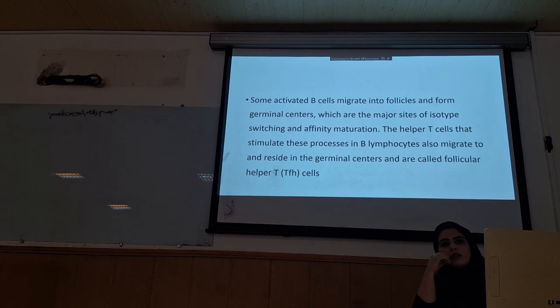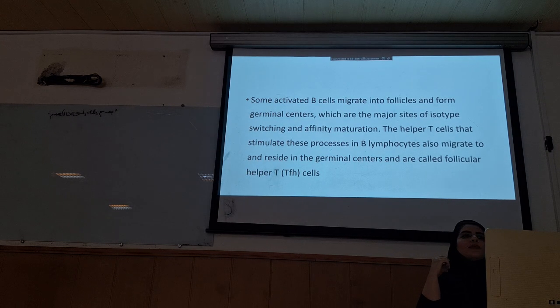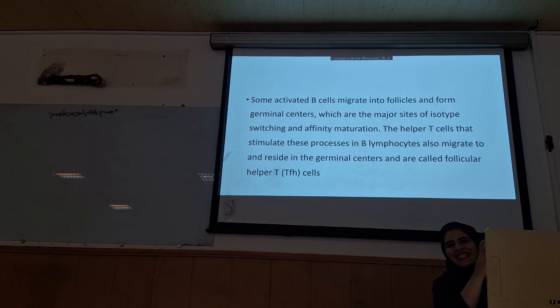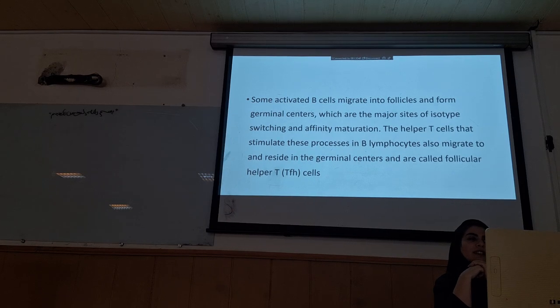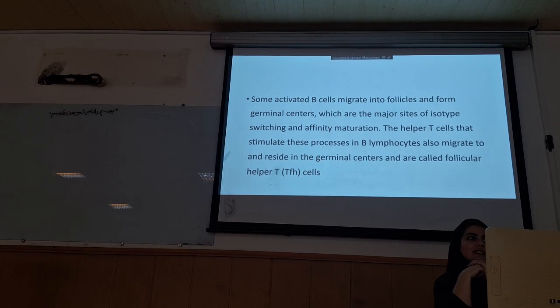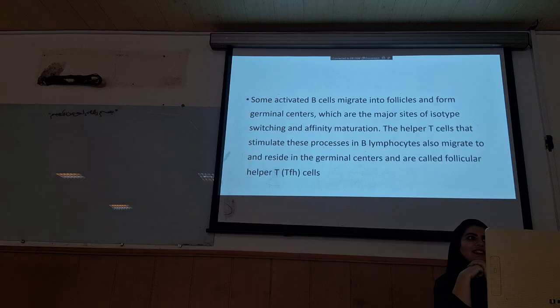So what was isotype switching? Tell me what was isotype switching and what was affinity maturation? Isotype switching is the class switching. It's when we have one type of antibody switched to another. Affinity maturation just helps the humoral system become better. It just helps the humoral system become more affine to antigen.